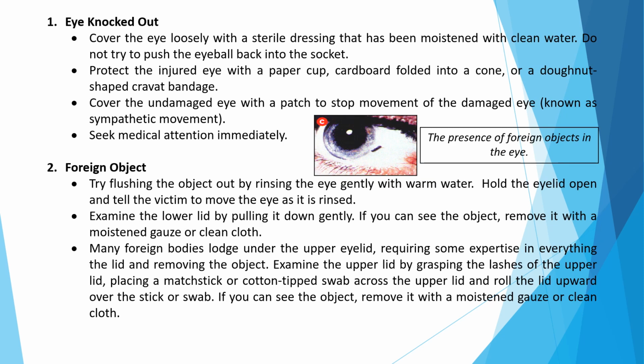Okay, next is your eye knockout. Nasuntukan. Cover the eye loosely with a sterile dressing that has been moistened with clean water. Do not try to push the eyeball back into the socket. So, natangtang ang mata ani. And protect the injured eye with a paper cup, cardboard folded into a cone, or a donut-shaped cravat bandage. So, cover the undamaged eye with a patch to stop movement of the damaged eye known as sympathetic movement.